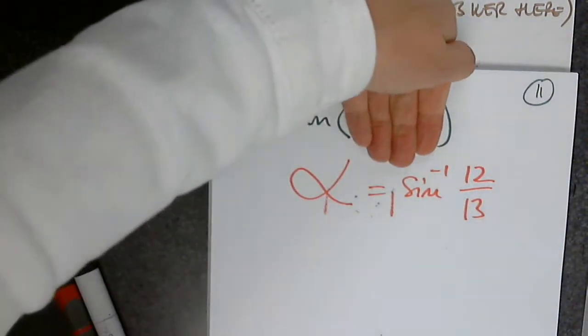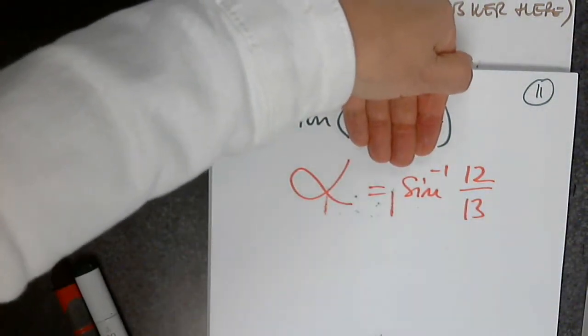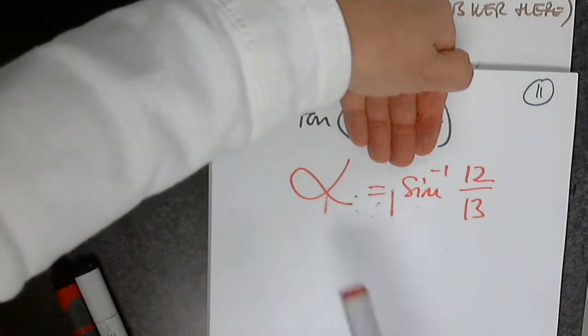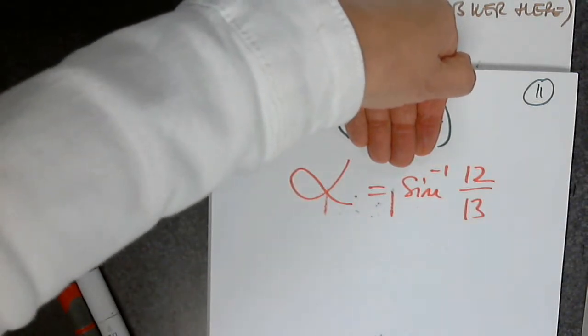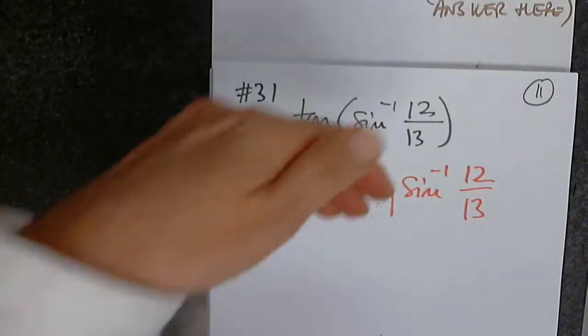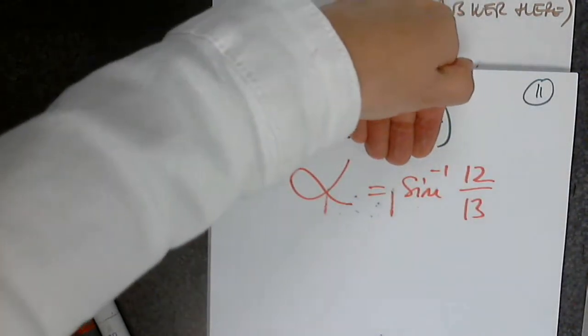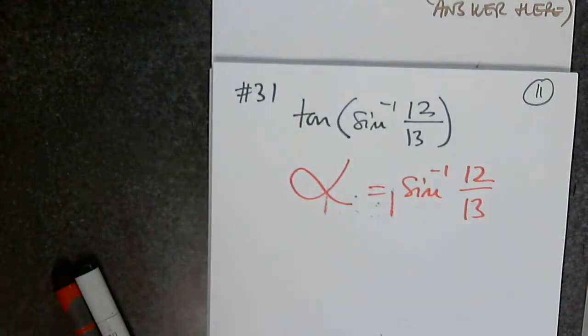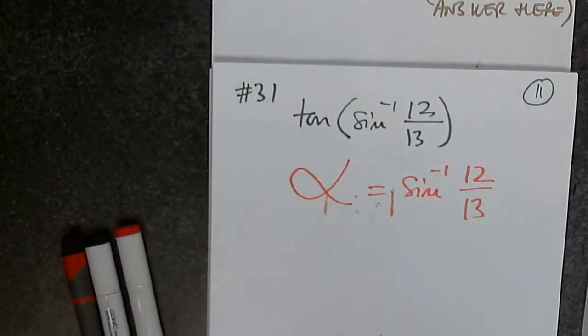I can't have here anything else but an angle. Is that clear? I cannot apply tangent to anything but to angles. Any discussion there? Okay, perfect. So I'm going to call this angle alpha. You can call it beta, you can call it theta, whatever letter you want to use.